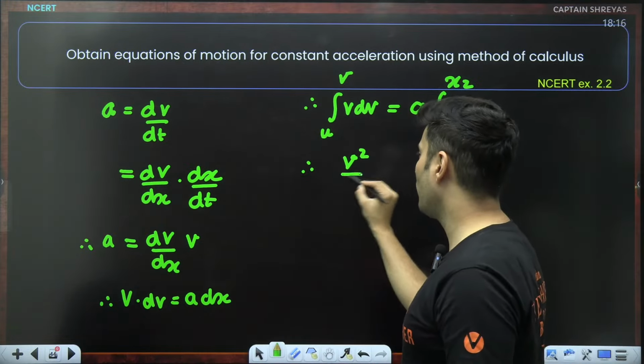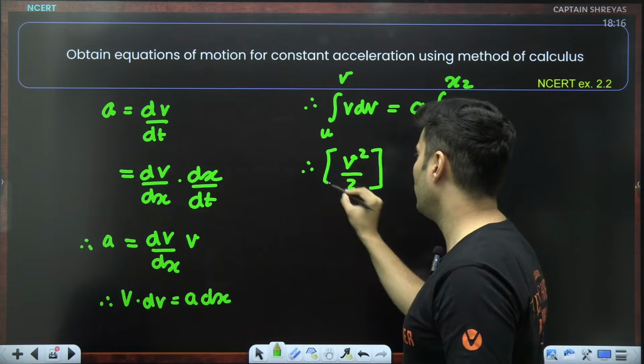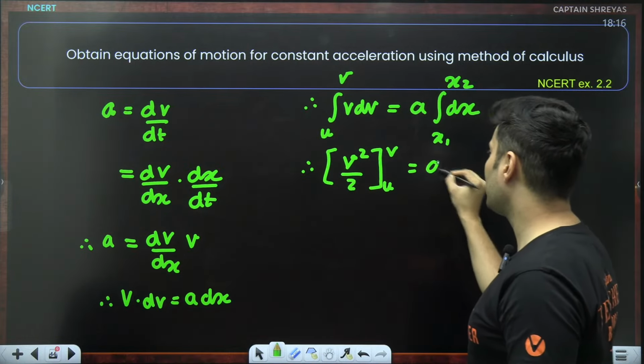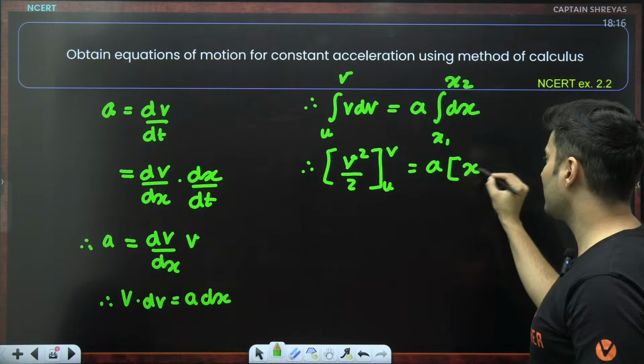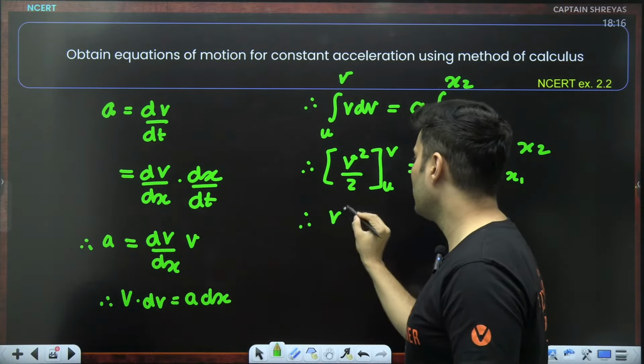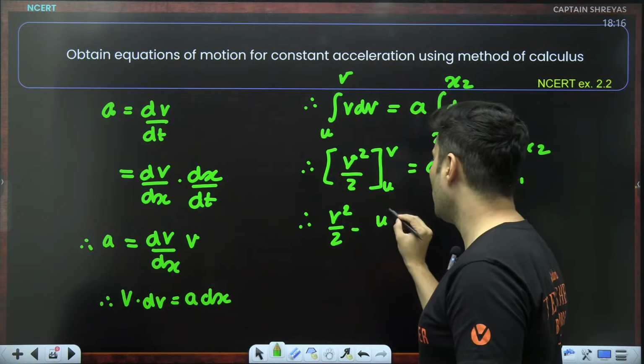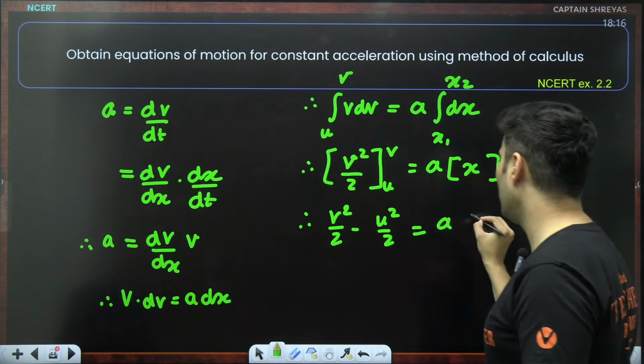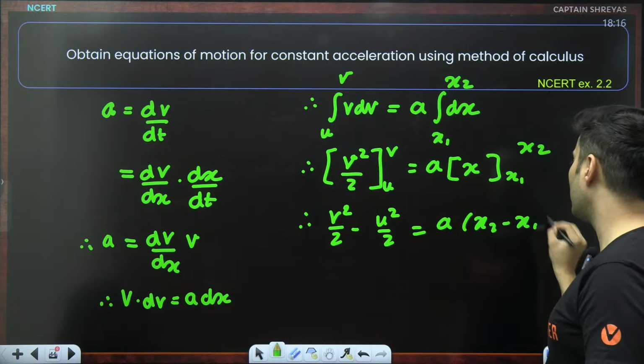So this is v square by 2. Limits are to be put, u and v. A is there. Integration of dx is just x, so this is x1 to x2. First put v, so v square by 2. Then put u. U square by 2 is equal to a into x2 minus x1.